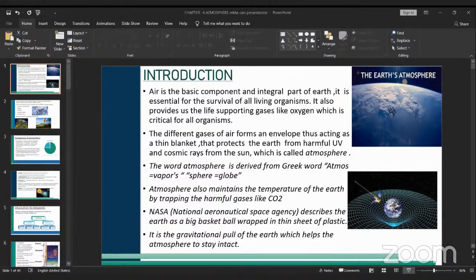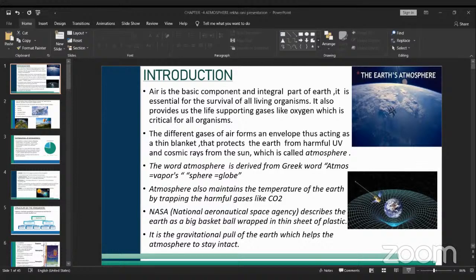The winds that blow north to south in the northern hemisphere and south to north in the southern hemisphere are mainly due to the Coriolis force and Ferrel's law, and because of this the winds got deflected. We already discussed this point. All the air moving around the Earth's surface is mainly due to the Coriolis force and the gravitational pull of the Earth. The atmosphere stays intact with the Earth mainly due to the gravitational force of the Earth.